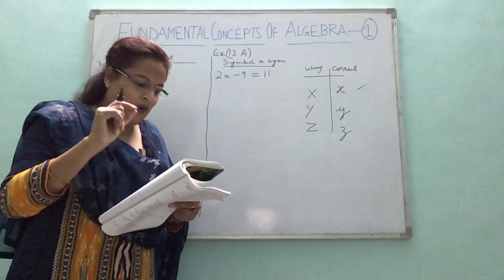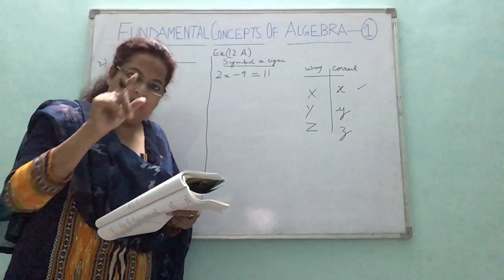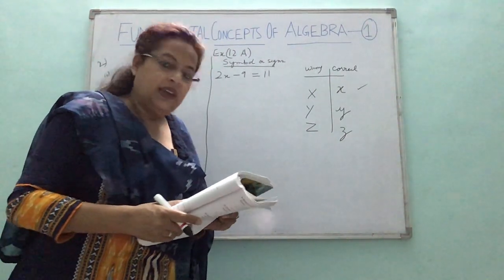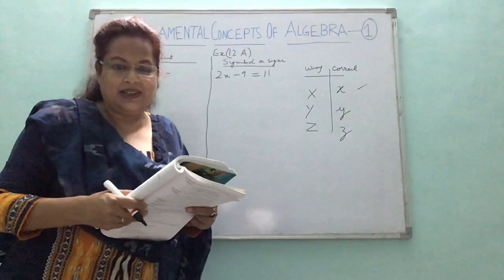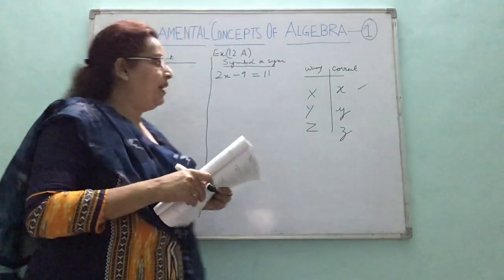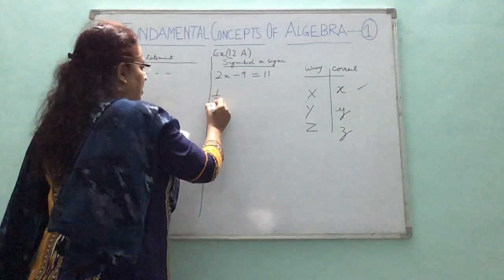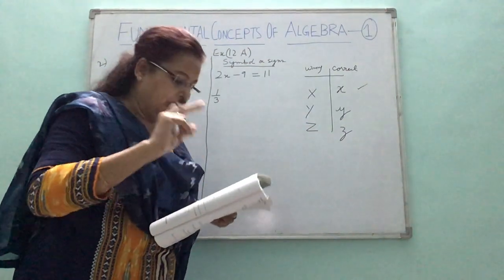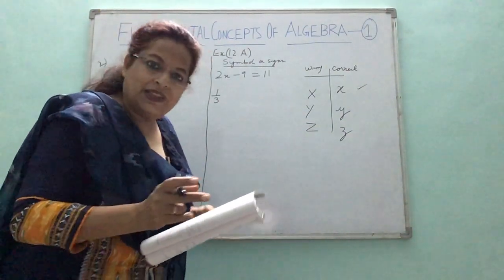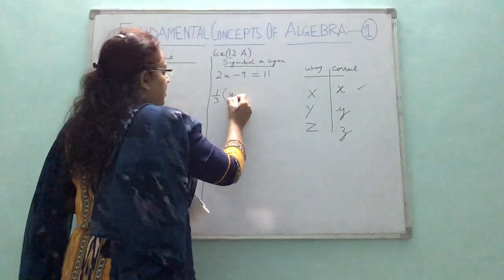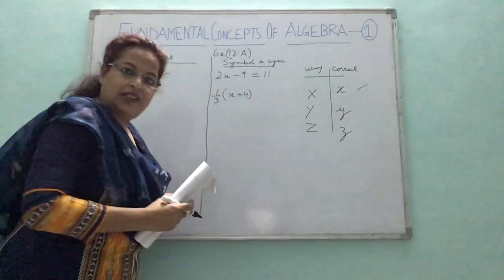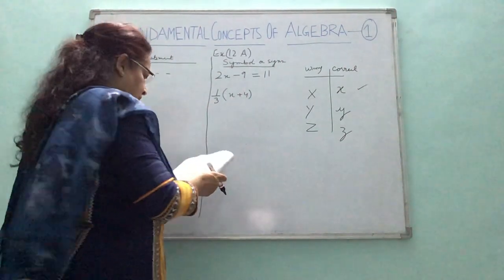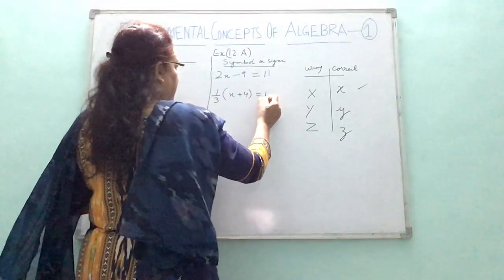1/3 of the sum, of means remember bracket, of the sum of x and 4 equals 10. These are little lengthier statements. 1/3 of what? Not of x, of the sum of x and 4. So 1/3 of sum of x and 4. So we have to put it in brackets, because for both their sum we have to take 1/3. 1/3 of sum of x and 4 equals 10.